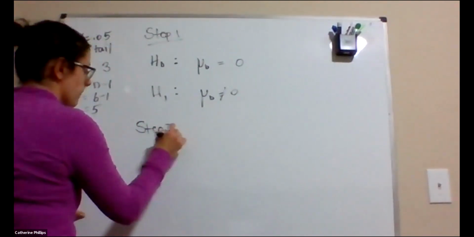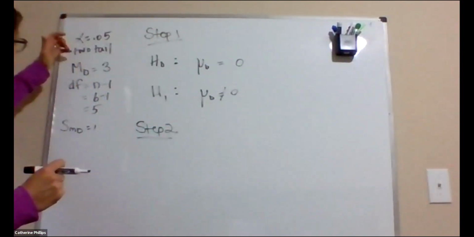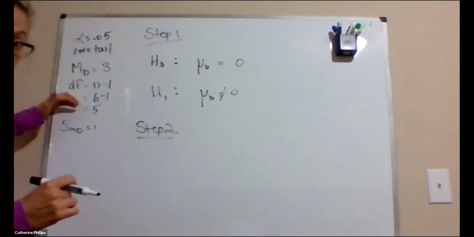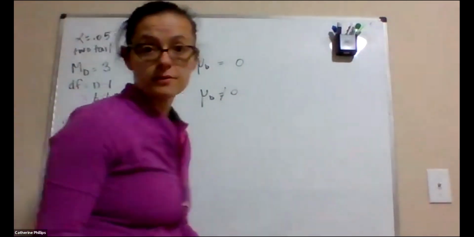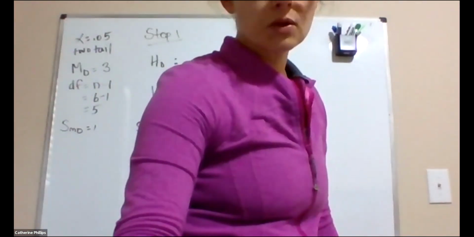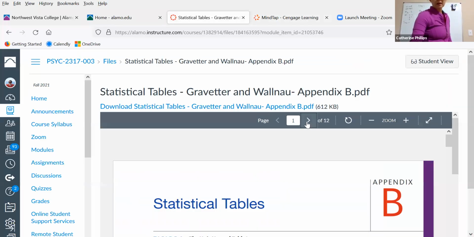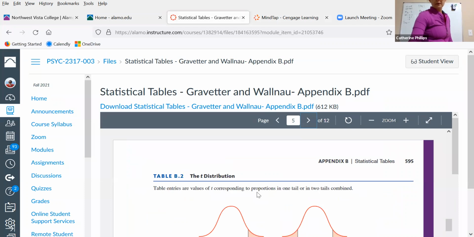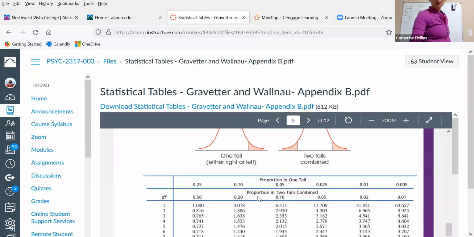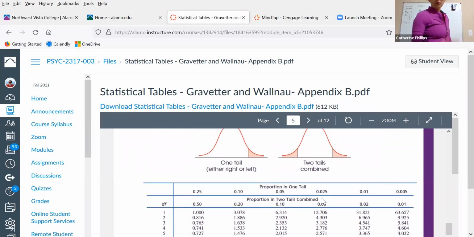Step 2, we take our alpha level, two-tailed, and our degrees of freedom, and we're going to go to table B2, and we're going to find our critical values. If I share my screen here, go to the statistical tables, I need to get into the table B2. It's a proportion and two tails combined is 0.05. And we want to go down until we find 5 degrees of freedom over here. And we read across to two tails combined. And our critical value is plus or minus 2.571.